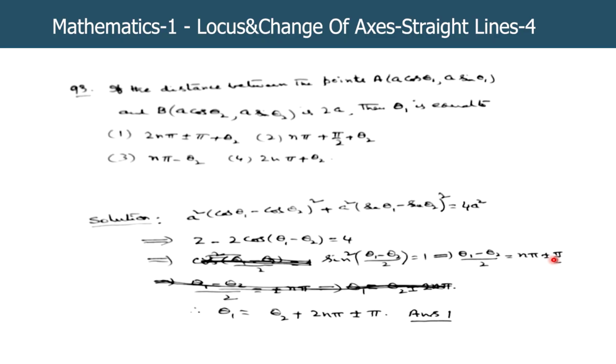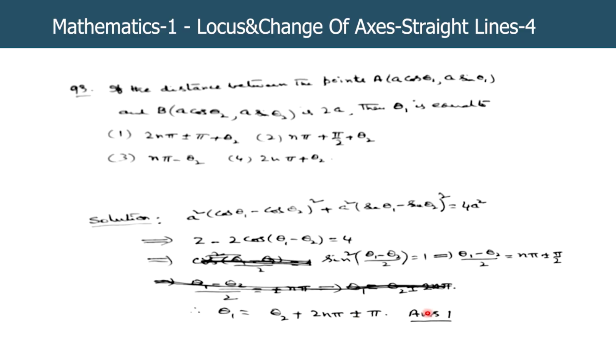You know that if sin theta is equal to sin alpha, then theta is equal to minus 1 to the power of n into alpha plus n pi. So as per the trigonometric formula, theta 1 minus theta 2 is equal to n pi plus pi by 2, because sin pi by 2 is 1. So therefore theta 1 is equal to theta 2 plus 2n pi plus or minus pi.